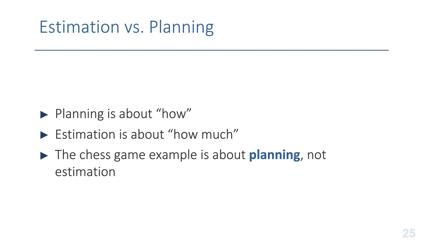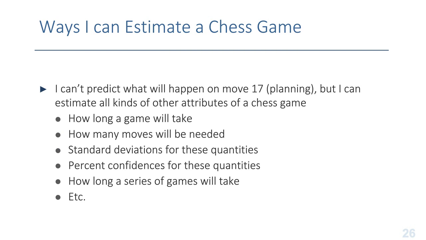And the distinction I find most useful here is to say that planning is about how, and estimation is about how much. The chess game example is really more about planning and not so much about estimation, because when people say we can't estimate a chess game, what they're really saying is we can't estimate exactly where the pieces will be on the board at any particular time, or exactly what move somebody is going to make when they get to move 17 in the game, but that's really a lot more about planning, about how, than about how much.